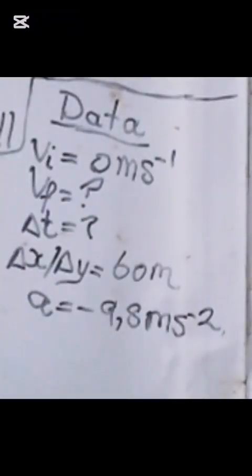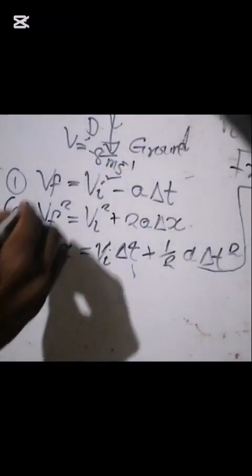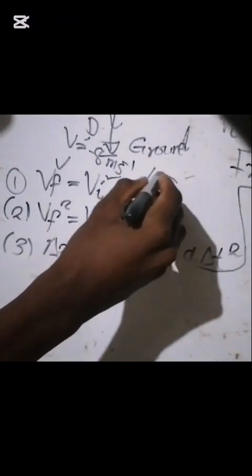So this data will help you then to choose the best equation of motion which you will use. Meaning that you will look for an equation of motion that includes V initial and V final, obviously because it's what you're looking for, and change in X and acceleration. So let's look at the best equation of motion that we can use. The first equation of motion has V initial, correct? It has V final, correct? It has acceleration, but it has change in time. And in our data, we don't have change in time.